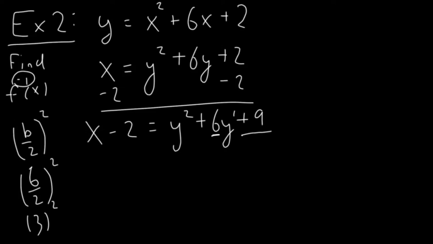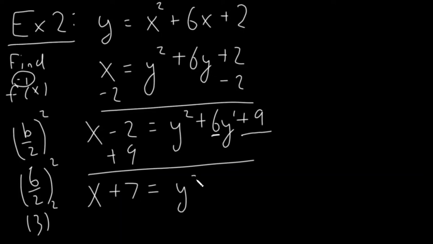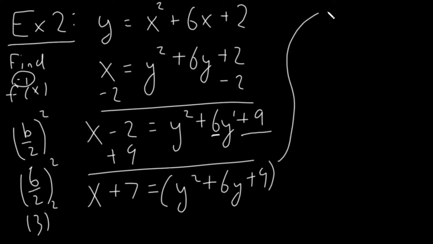But remember, this is algebra. If we add 9 on the right, what do we have to do on the left? We'll add 9, of course. So let's go ahead and write this down. And we now have x, and what's negative 2 plus 9? Let's see, negative 2 plus 9 would be plus 7 equals this y squared plus 6y plus 9. Once again, we're now going to take this side right here, and we want to write this as a perfect square.